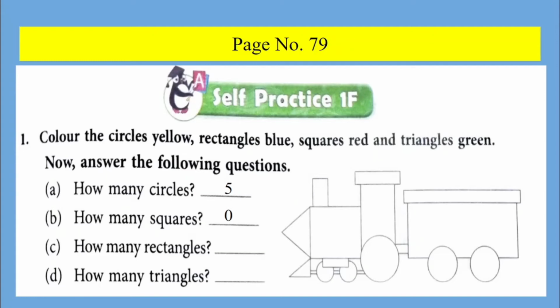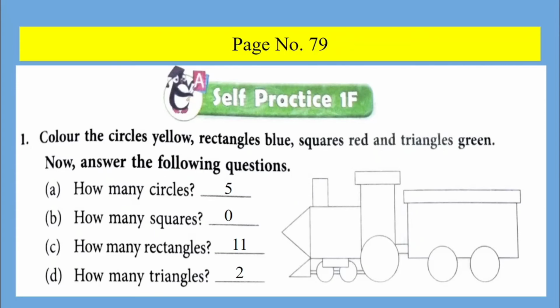Now look at the C part. How many rectangles? Now count how many rectangles you have colored blue. Yes, there are 11 rectangles. D part. How many triangles? So how many triangles have you colored in green? Very good. There are 2 triangles.